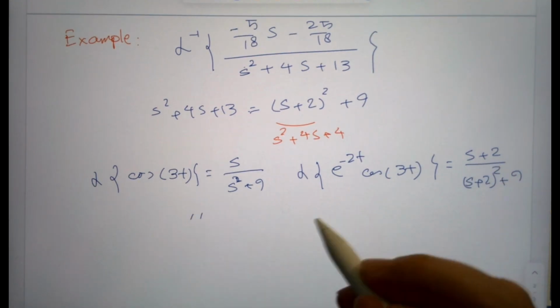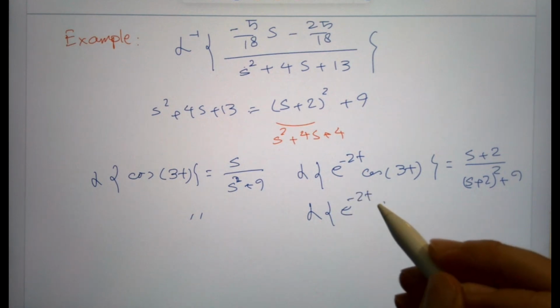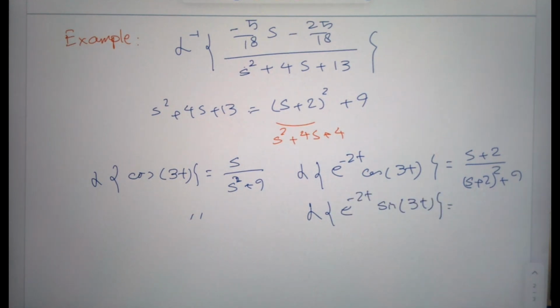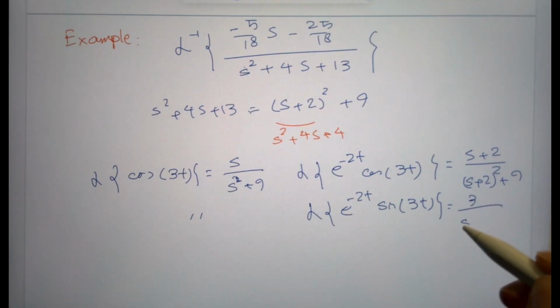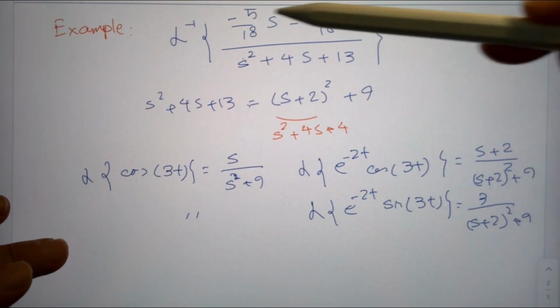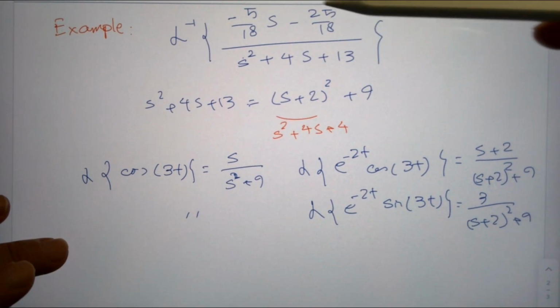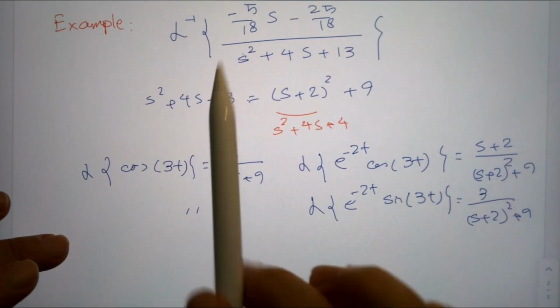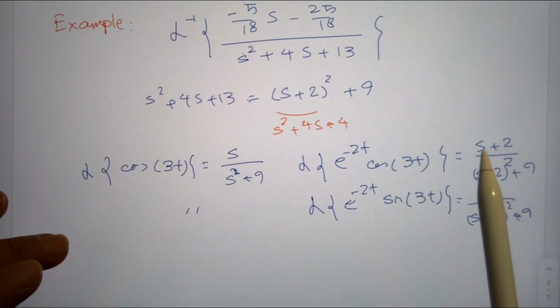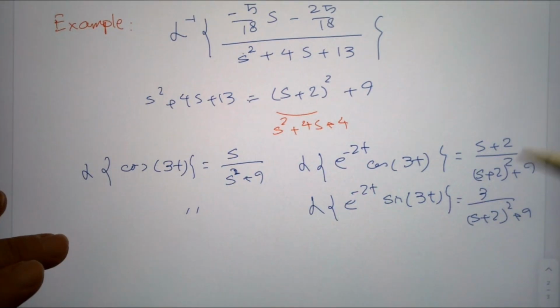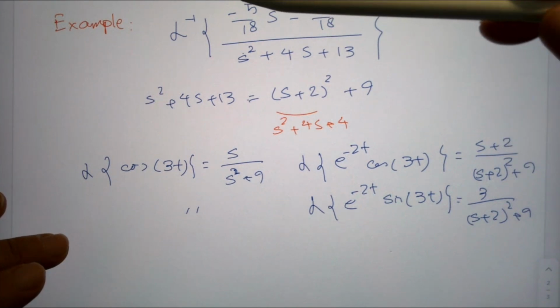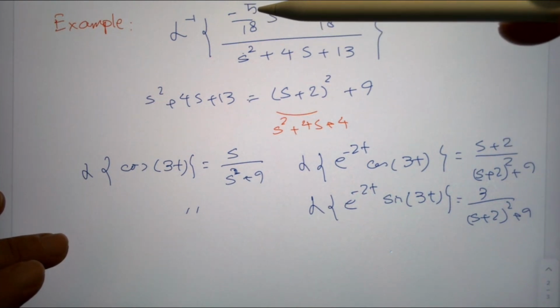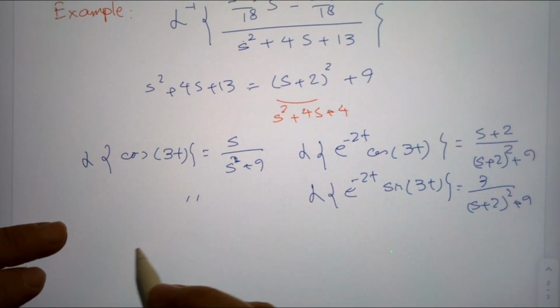And similarly, Laplace of e to the power minus 2t sine of 3t is going to be equal to 3 over s plus 2 to the power 2 plus 9. At this point, I know that I'm supposed to write this numerator in terms of a constant times s plus 2 and another constant times 3. I know that s only shows up with the cosine shifted, so I have to start with this, and the only time that s shows up in here is with negative 5 over 18. So let's write that out like that.